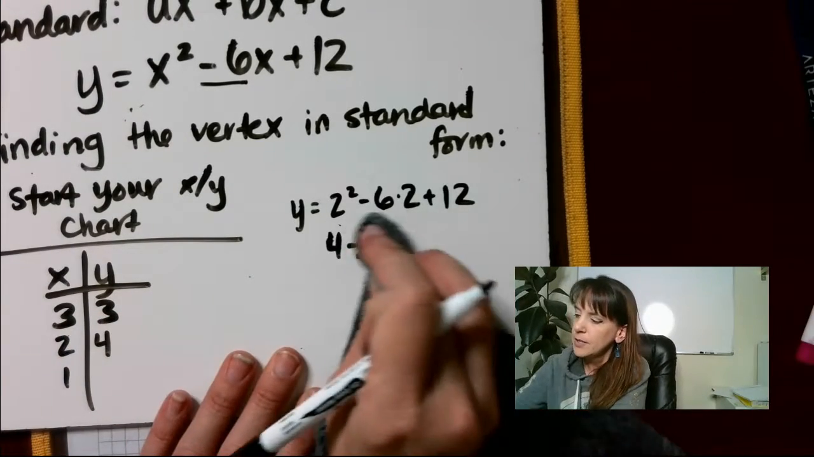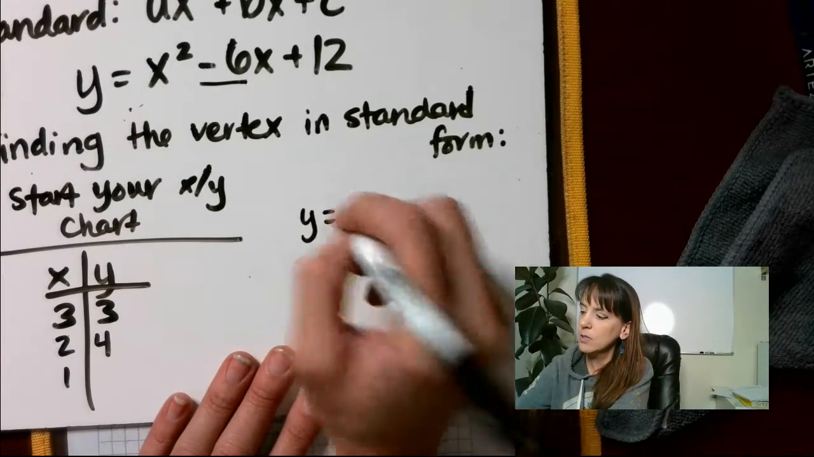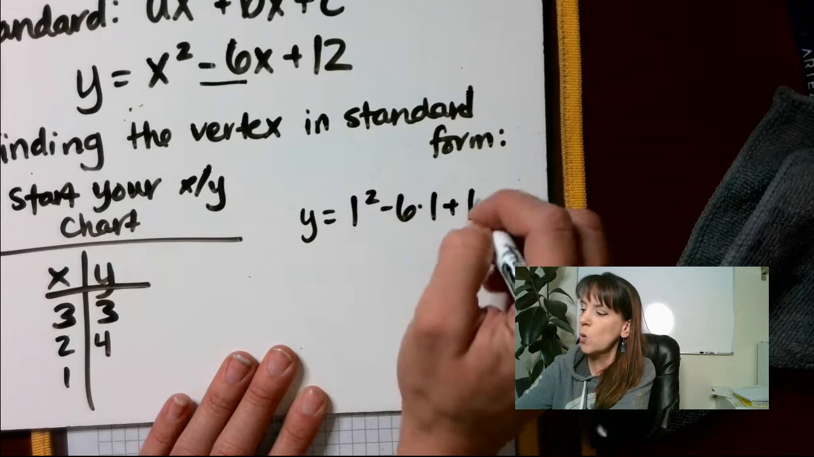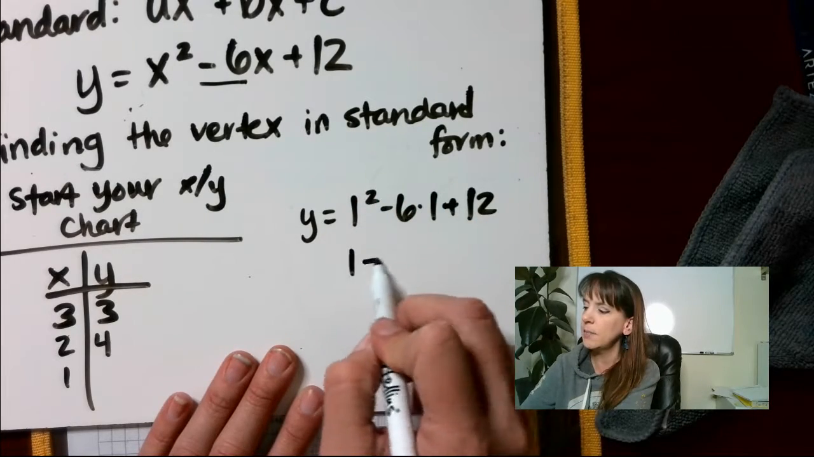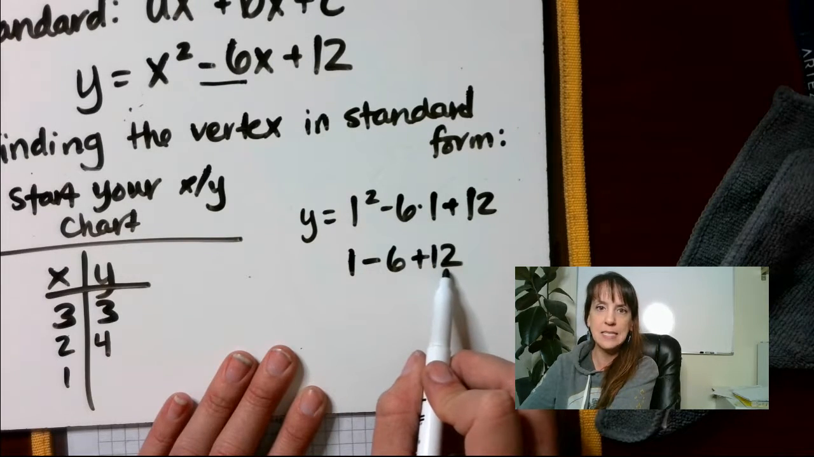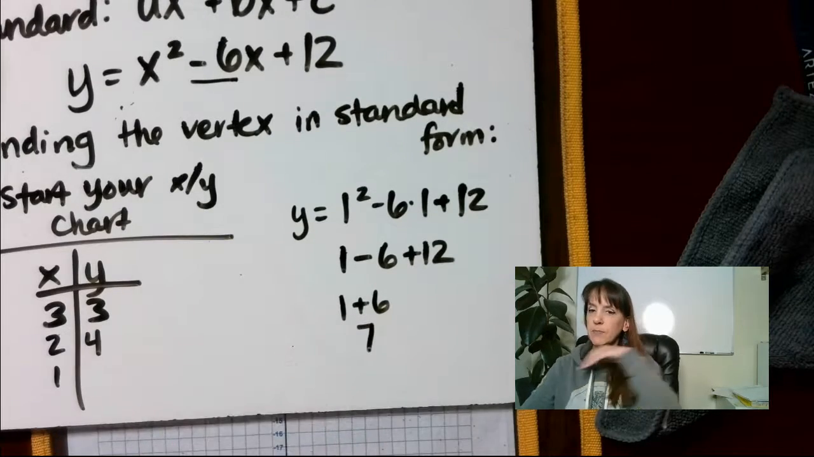All right, so then for the next guy, we have x equals 1. So 1 squared minus 6 times 1 plus 12. Okay, so I get 1 minus 6 plus 12. -6 plus 12 is +6, so I get 1 plus 6, which gives me 7, okay?